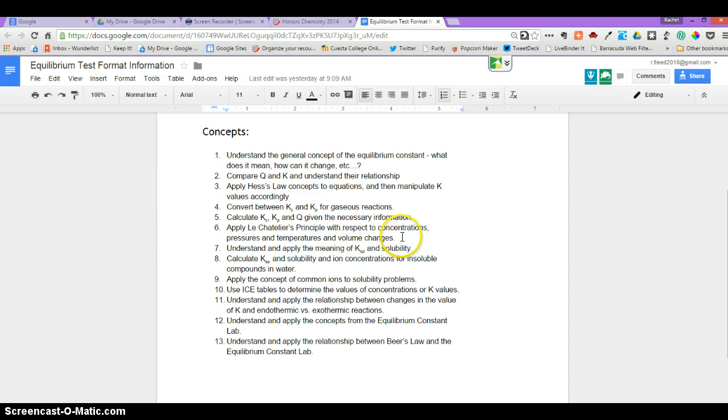And volume changes. Basically, a volume change will create a pressure change. So if you decrease the volume, the pressure goes up. So then you can consider the pressures.